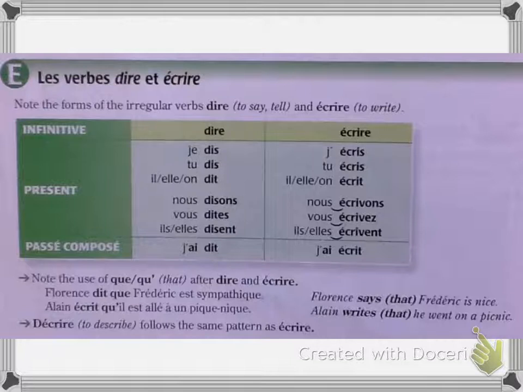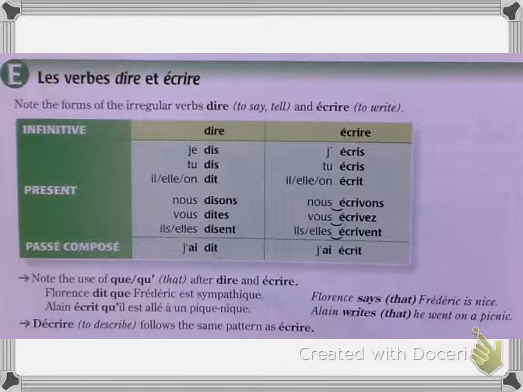S'il vous plaît, répétez écrire, j'écris, tu écris, elle écrit, nous écrivons, vous écrivez, elles écrivent, j'ai écrit. Note the use of que and qu'apostrophe that after dire and écrire.